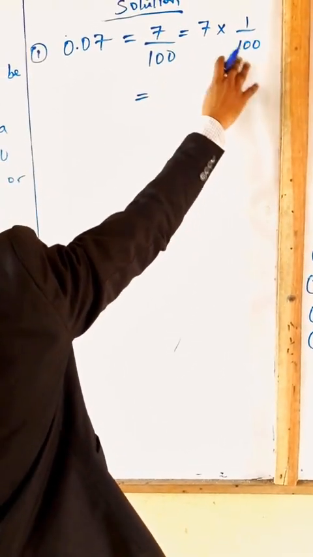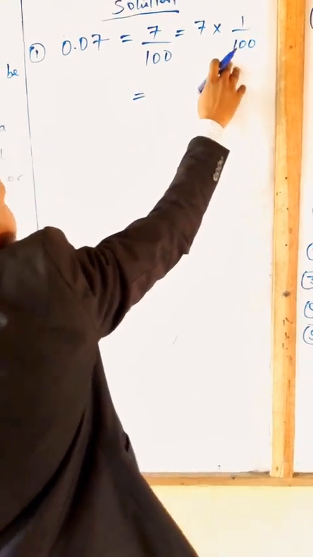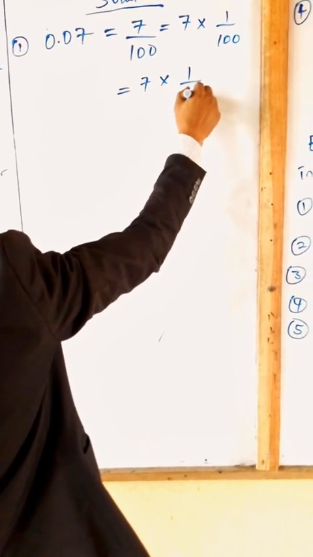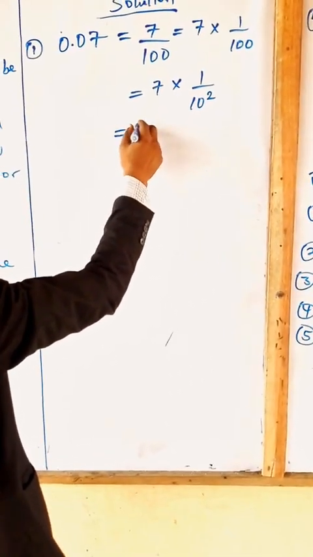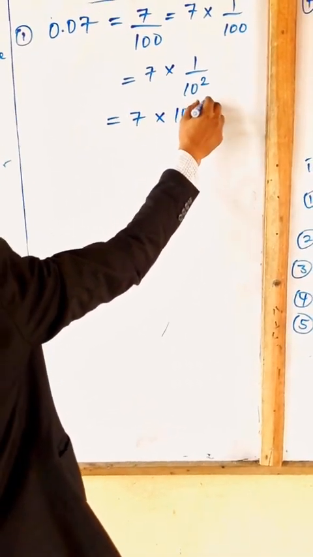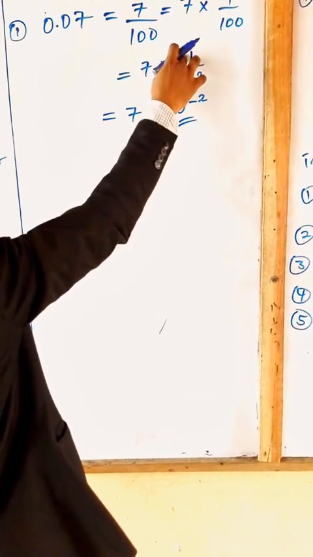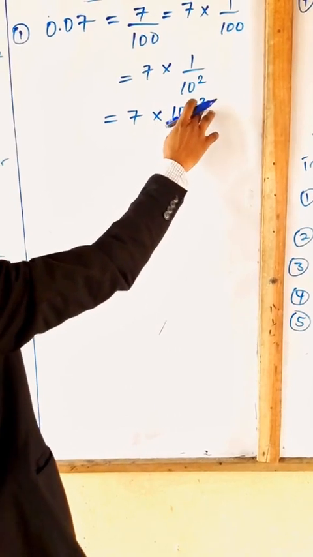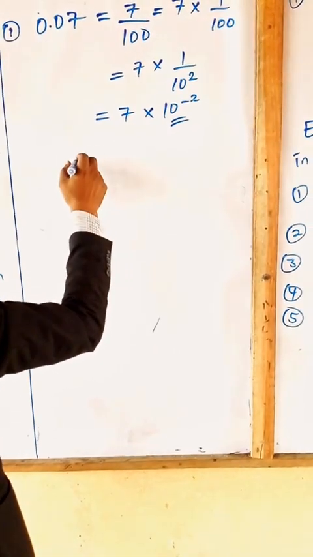And don't forget, we are going to express this 100 in index form. So we are going to have 7 times 1 over 10 raised to power 2, and we are going to have 7 times 10 raised to power minus 2. Don't forget that 1 over 10 raised to power 2 can also be written as 10 raised to power minus 2. Don't forget the law.